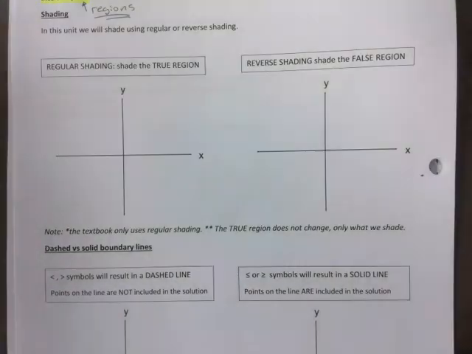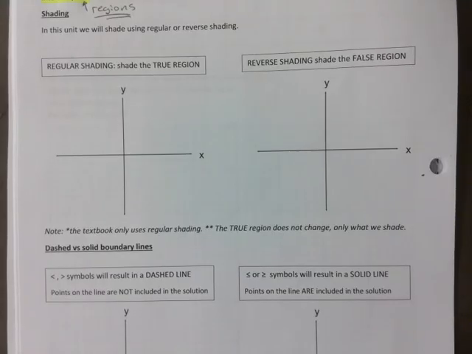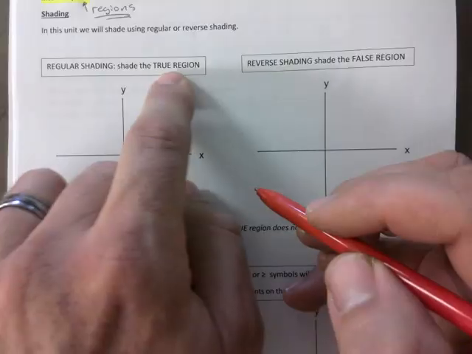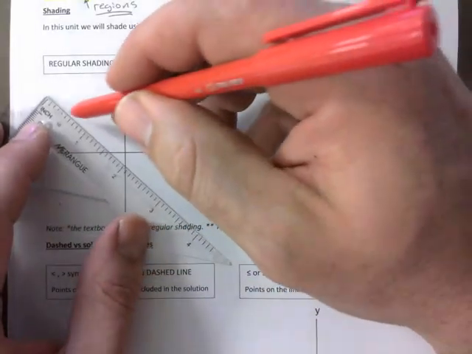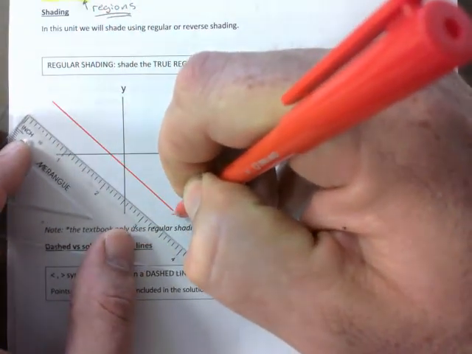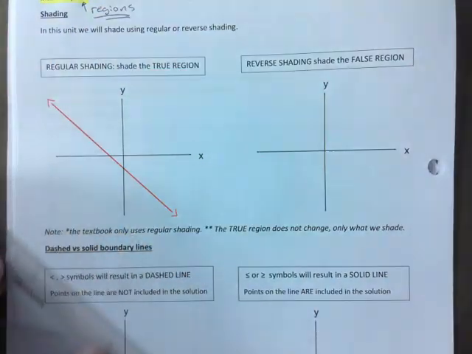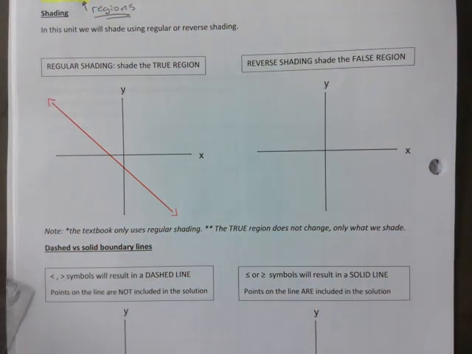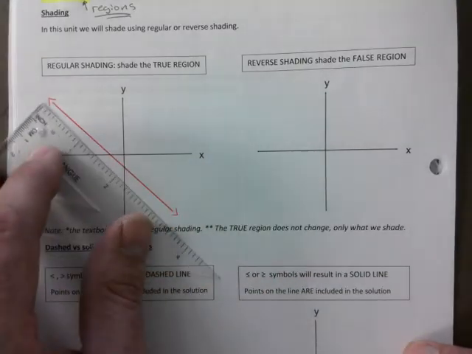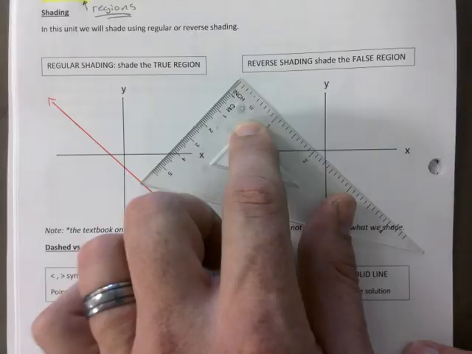So let's say I use a red pen for my boundary line. You need a ruler for this unit. When it's regular shading, we will shade the true region. So just cut this coordinate plane, make your boundary line like that. And let's make a copy of that. We're looking at the same graph, just from a different perspective here, and bring the copy over to this side.